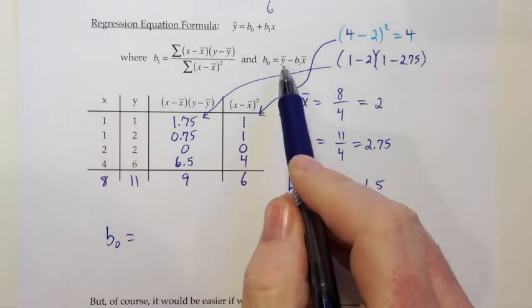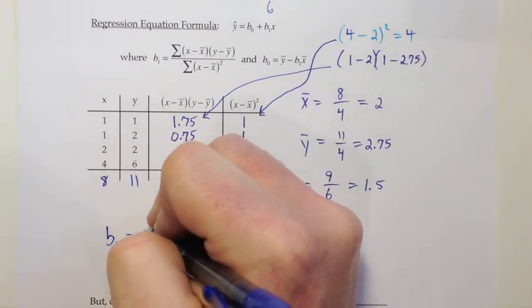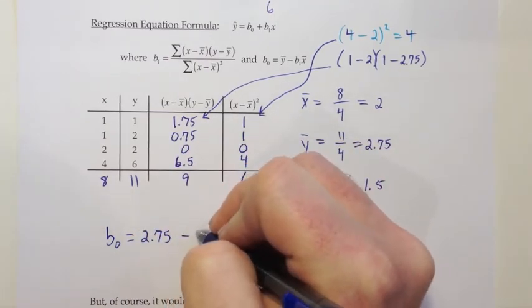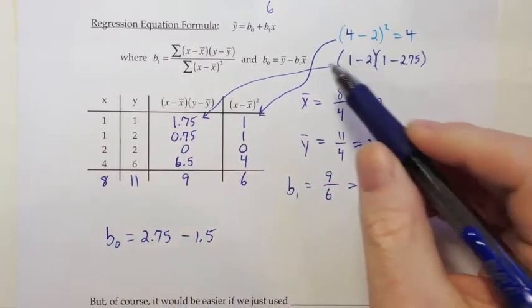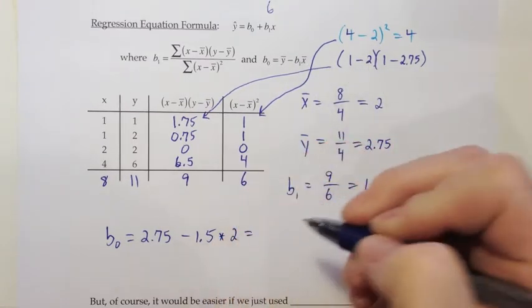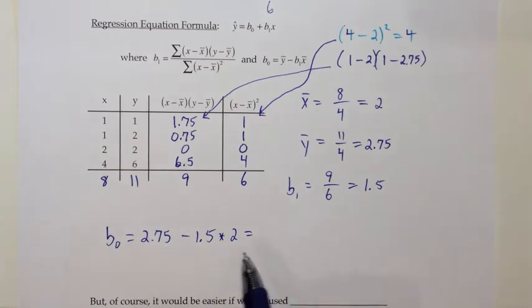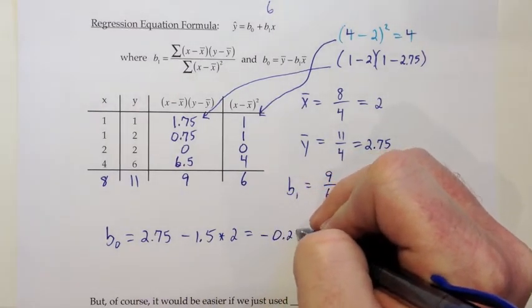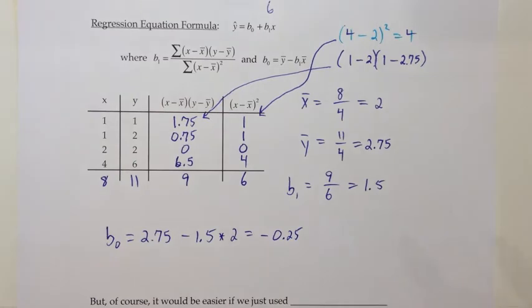For the intercept, you take y bar, which is 2.75, minus the slope, which was 1.5, times x bar, which was 2. And you could put that in the calculator just straight across, but I'm just going to do this one in my head. 2 times 1.5 is 3, and 2.75 minus 3 would be negative 0.25. So all the work is done.